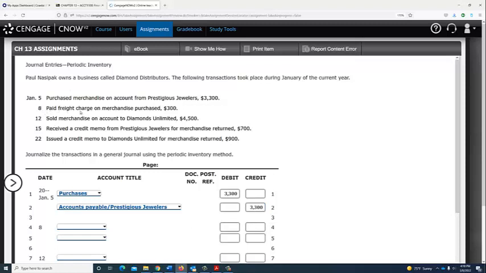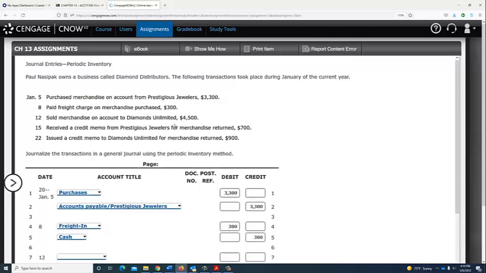On the 8th, we paid freight charges on merchandise purchased. So under the periodic method, the freight account is separate. Okay, and it said we paid those, so we're going to debit freight and credit cash. Remember, under the perpetual method, the shipping or the freight would be added into the price of the merchandise. We would just debit merchandise inventory.